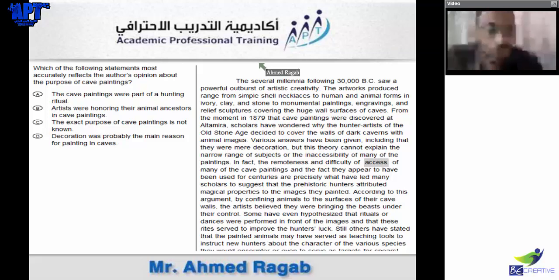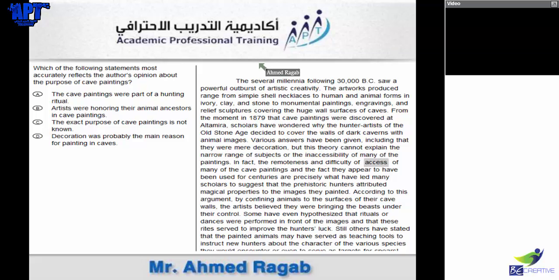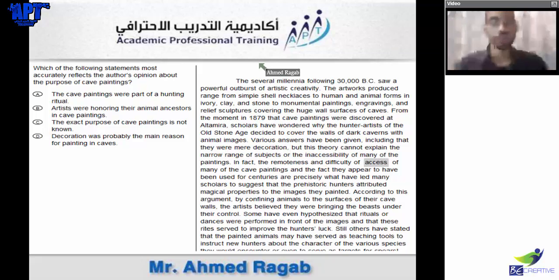Which of the following statements most accurately reflects the author's opinion about the purpose of the cave paintings? Now, the cave paintings were part of a hunting ritual. Artists were honoring the... So for example, give me a second. Reflects the author's opinion about the purpose of the cave paintings. Anyway, we will continue solving things.